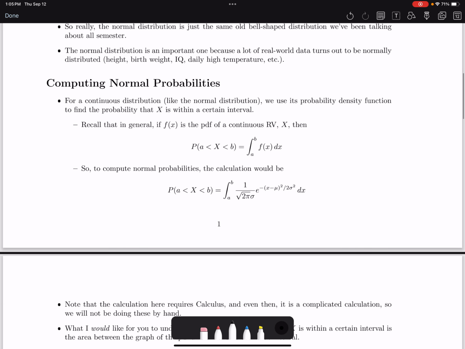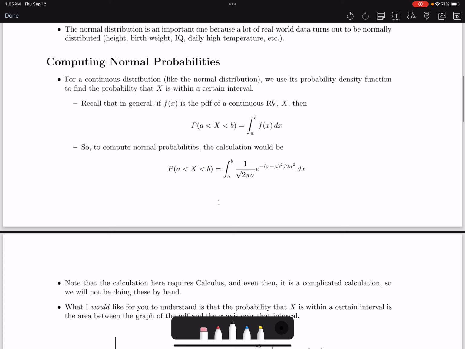Let's talk about computing probabilities. Now, if you had to do this by hand, you may recall that if f of x is the PDF of a continuous random variable, then this is how we compute probabilities. We talked about this briefly in 2.5. But of course, we're not doing any of those kinds of calculations because they require calculus, and most of you have not had calculus.